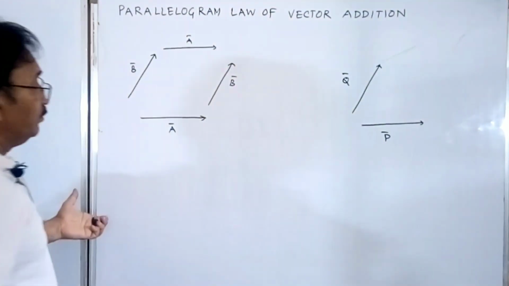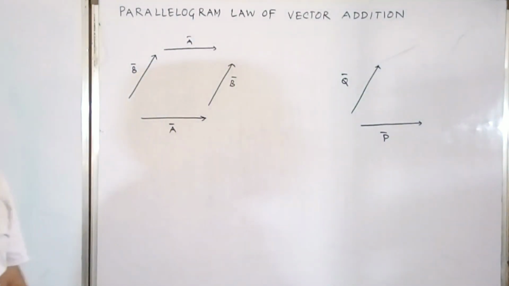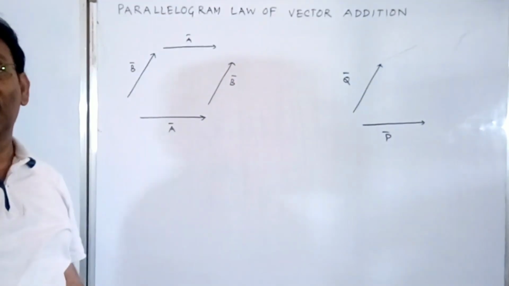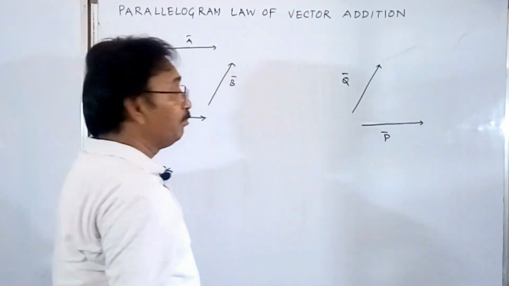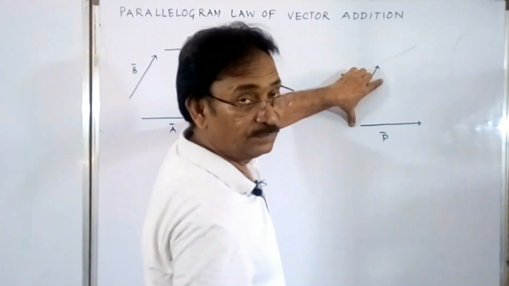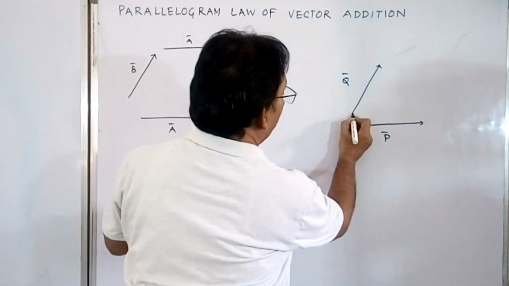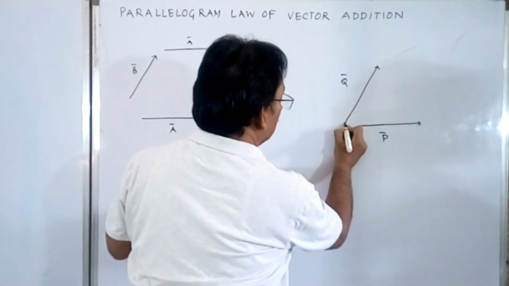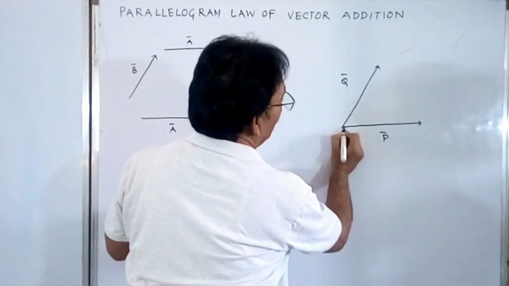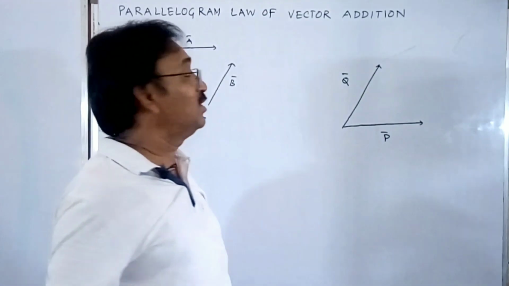Nothing is changed, the magnitude remains constant as well as the direction. This process is known as transposing of the vectors. Here I am doing the same thing. I am taking this vector and keeping it here. I am moving this vector from here to here and I am adding their tails. We are adding the tails of the vectors.